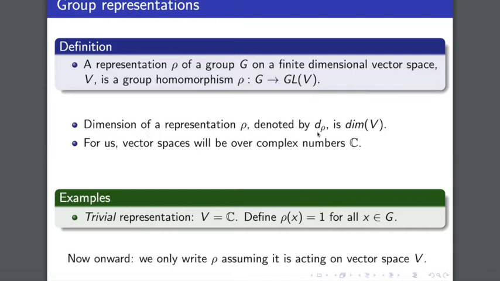Now we use d_rho to denote the dimension of a representation rho, which is simply the dimension of the underlying vector space V on which the representation rho is acting. For us, all the vector spaces that we'll deal with will be over the complex numbers. Here's an example of a representation, which is called the trivial representation. If you take V to be the vector space of complex numbers, which is a one-dimensional vector space, then we can define rho(x) to be just 1 for all x in G. This is called the trivial representation, and we can define it for any group G.